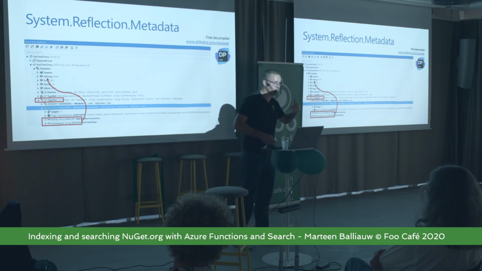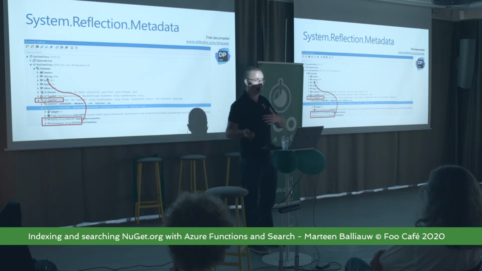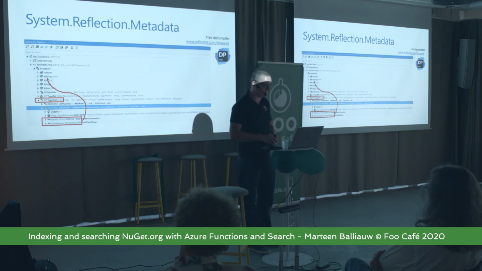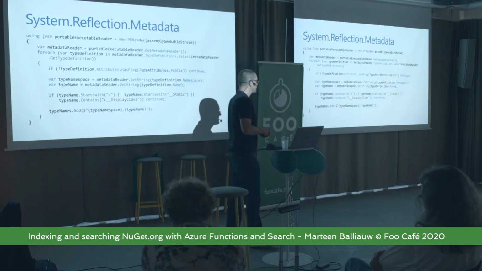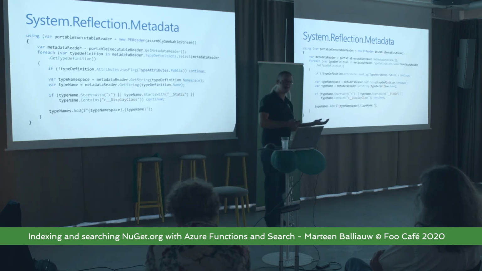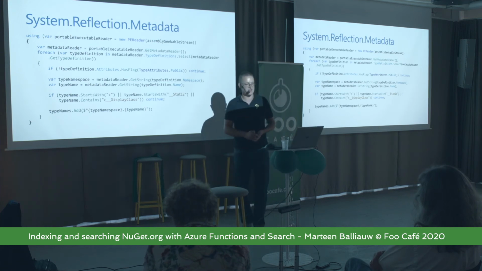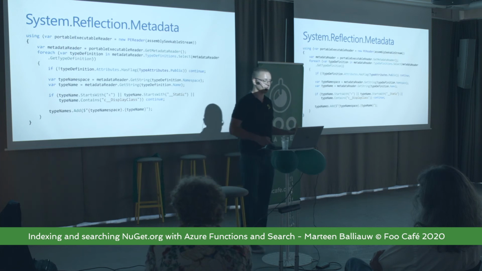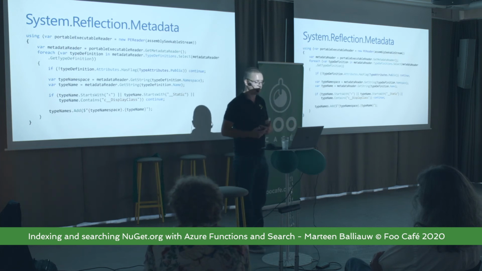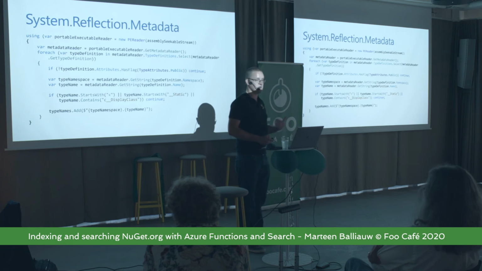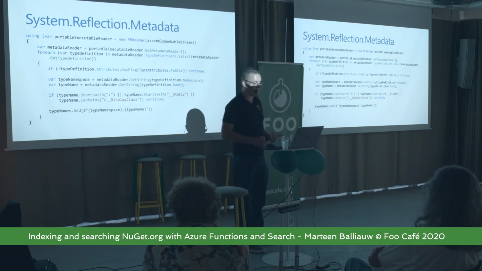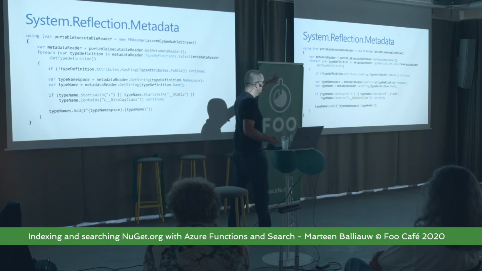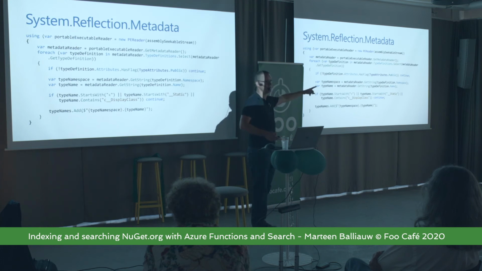I wanted to visualize this because the next thing we will do is make use of this in code as well. So I have it on slides because I wanted to add animation, but essentially in code it will be the same. You will see that we create a new portable executable reader that comes from this package. We open up the metadata stream that is in that assembly that we are opening, and then we check every single type definition in the type definitions table.